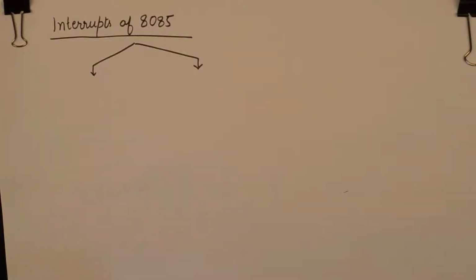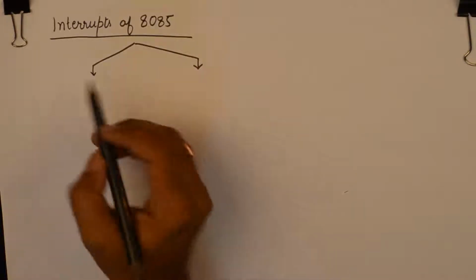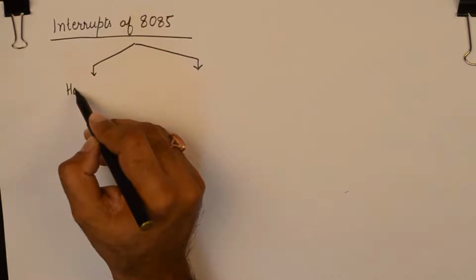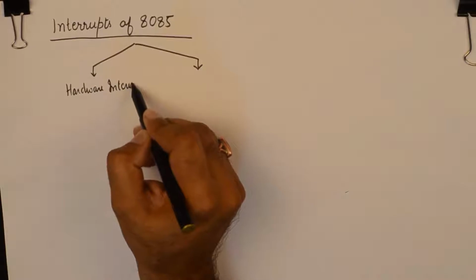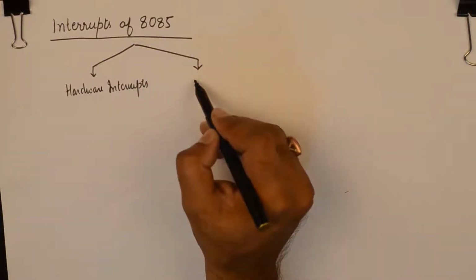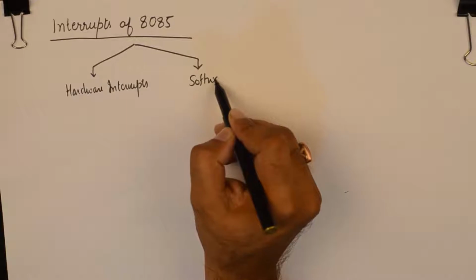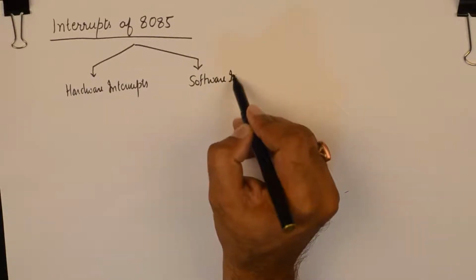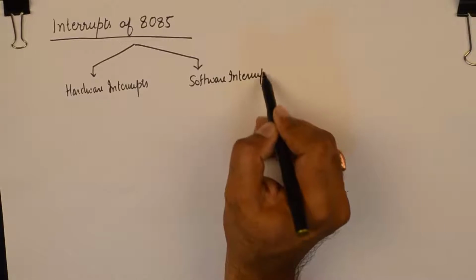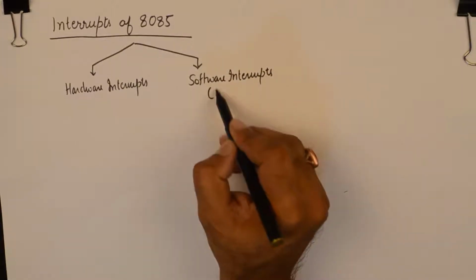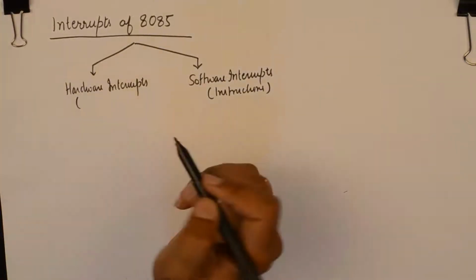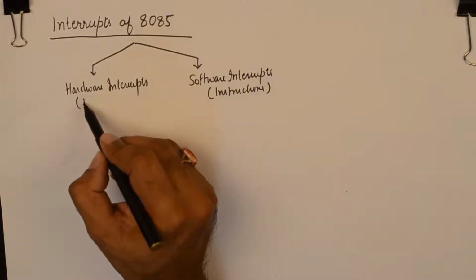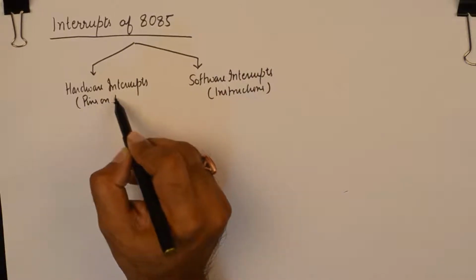So when we start the study of interrupts of 8085, we divide the interrupts into two parts. One is the hardware interrupts, and second would of course be the software interrupts. They are in the form of instructions and they are in the form of pins on IC.